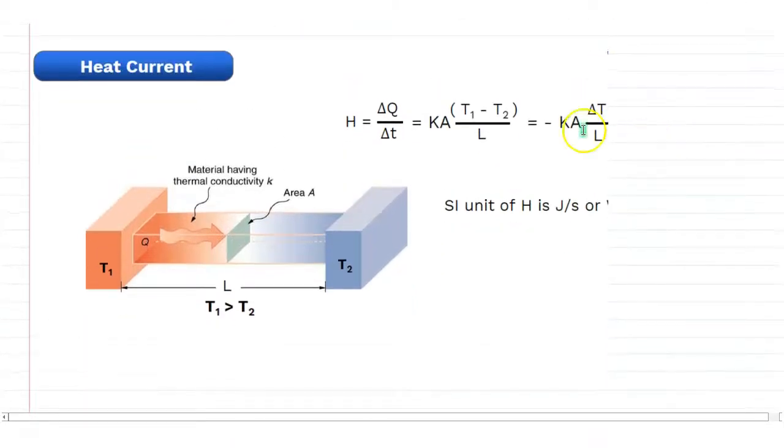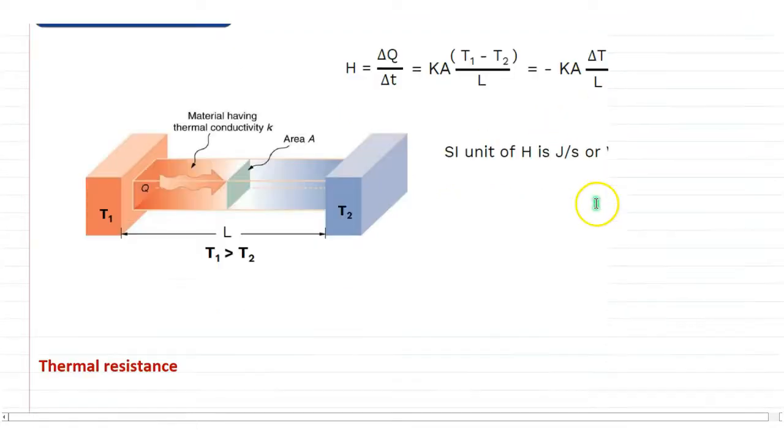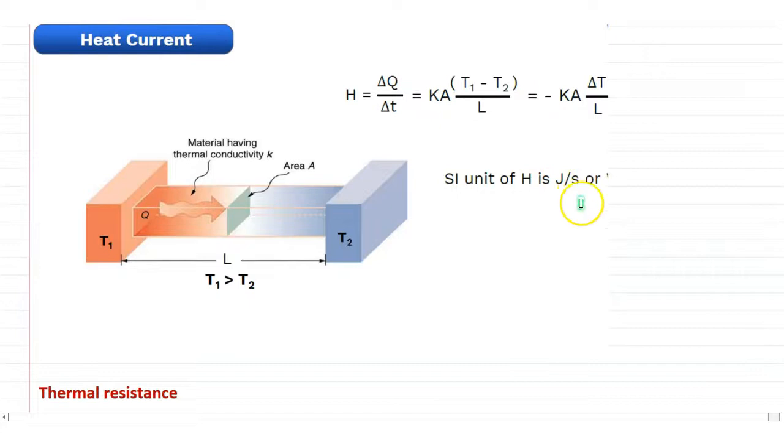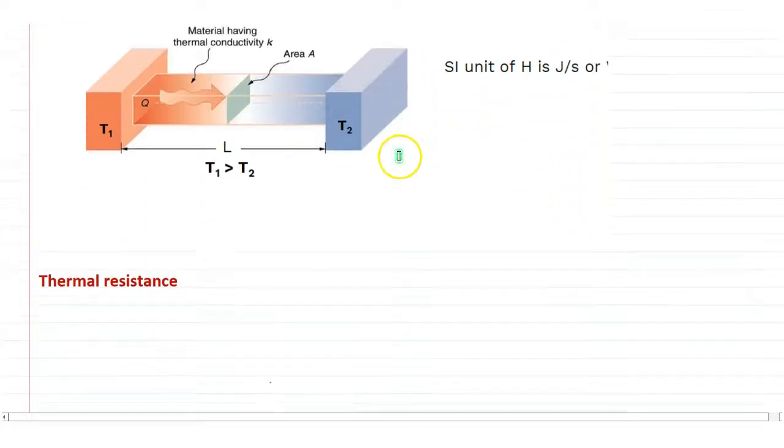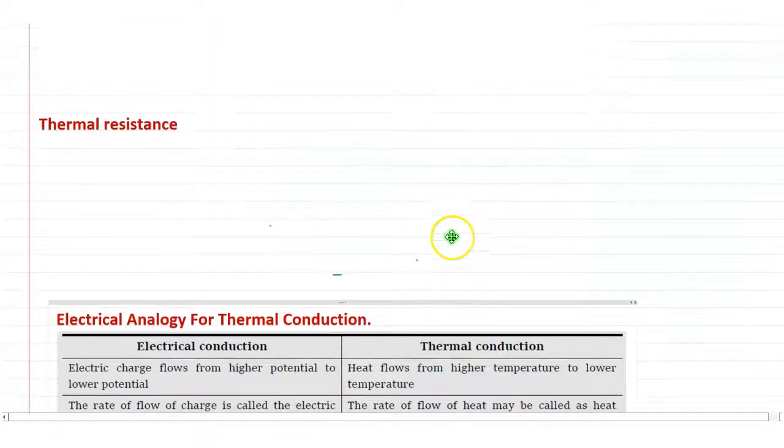Okay. And heat current, I have told, heat current means del Q by dt equals K (T1 minus T2) by L, or you can say minus K del T by L. Okay. So your unit will be joule per second, del Q by del T. Thermal resistance.